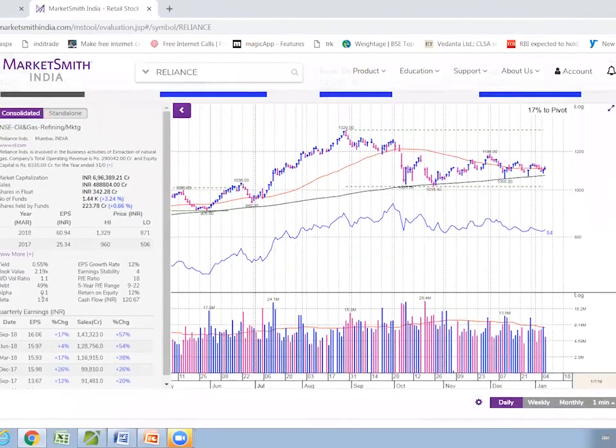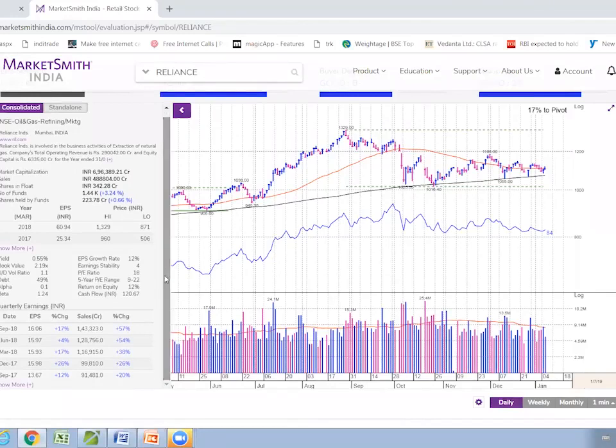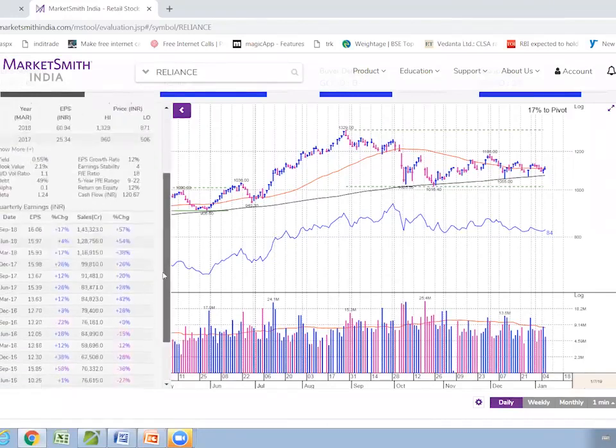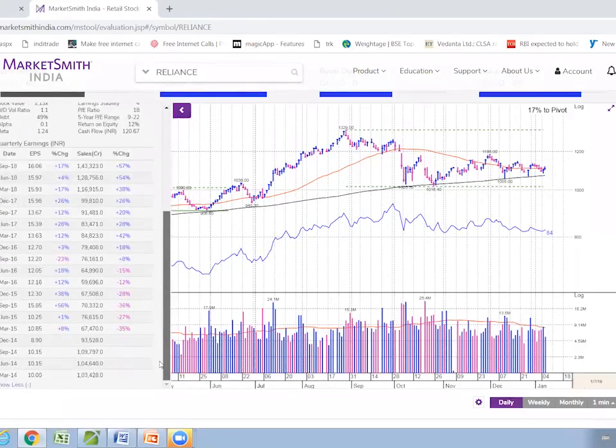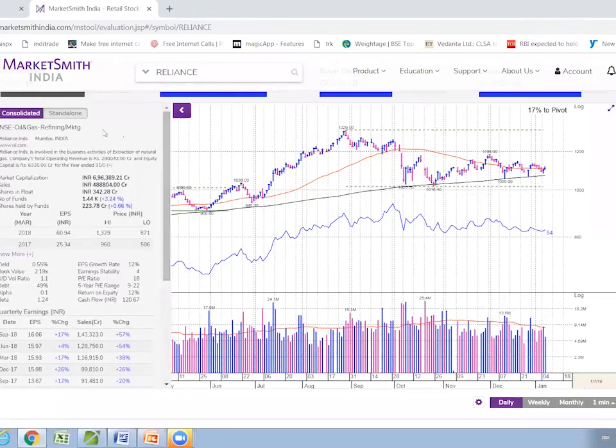You get the beta here, alpha here, return on equity, cash flow, PE ratio, EPS growth, everything is there, and you get the quarterly earnings. If you just click on show more, you see the quarterly earnings. You can go back till 2014, and from there you can see the quarterly earnings.